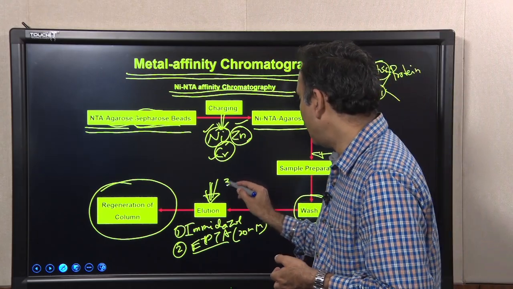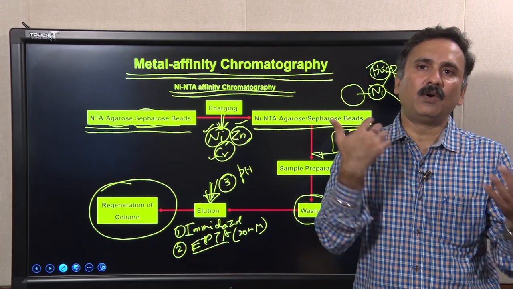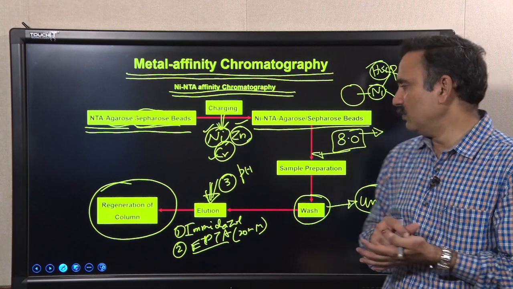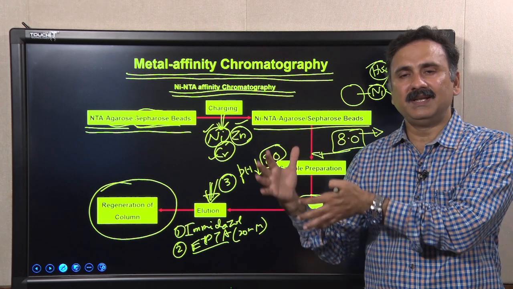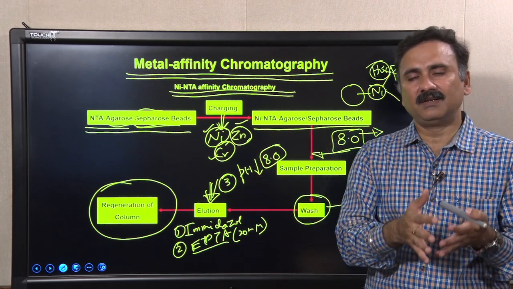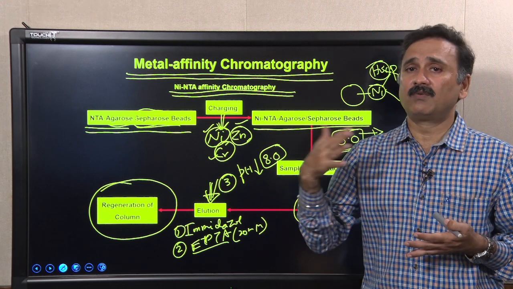The third is you can use the pH, because the nickel NTA sepharose chromatography is always done at a pH above 8, because at this pH the histidine tag which is present on the protein has the suitable charges that are required for it to bind to the beads. So if you lower the pH to less than 8, which means if you use a pH of 7 or 6 or even 4, you will be able to reduce the affinity of the histidine tag to the nickel which is bound to the matrix, and as a result the histidine tag containing protein is going to be removed from the column.